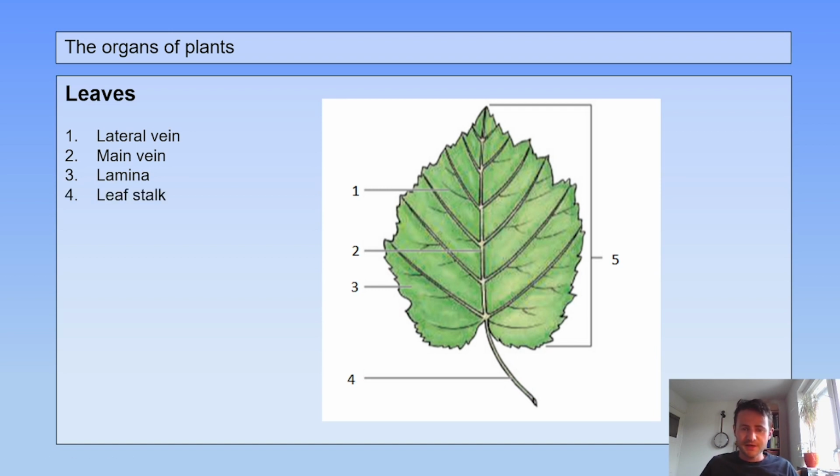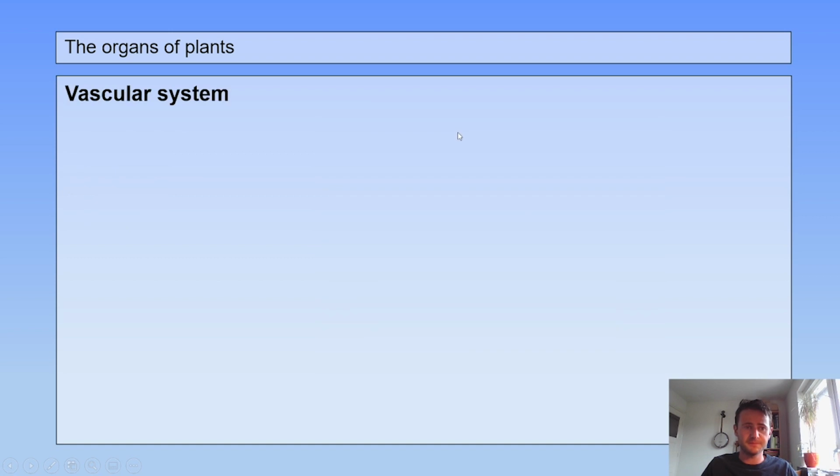4 is the leaf stalk, and this is the part in which the leaf is attached to the stem. And number 5 is the blade.